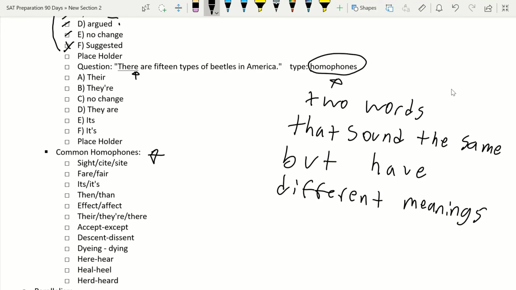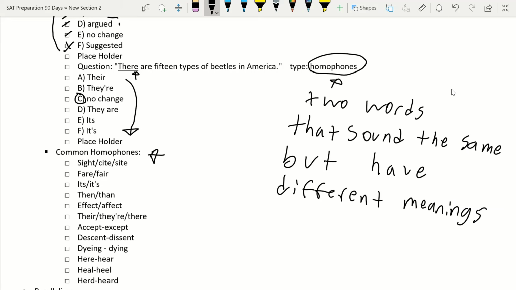All right, so there's three different types of there, and we're going to get into them in these A through F. Once again, you only see A through D on the SAT. This is just for practice. So our question would say, there are 15 types of beetles in America. Now we have to decide which there has to be. So in this case, they have the correct there, right? So our answer here is going to be no change, right? Now I'm going to go ahead and show you why the other answers are wrong.